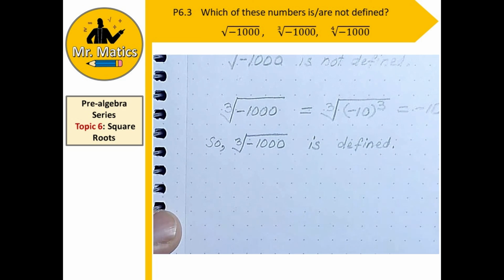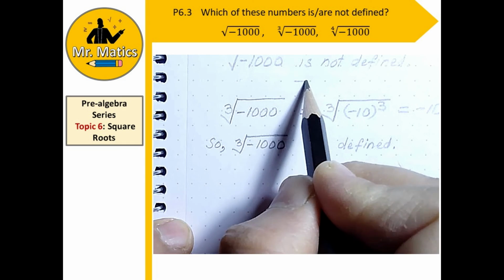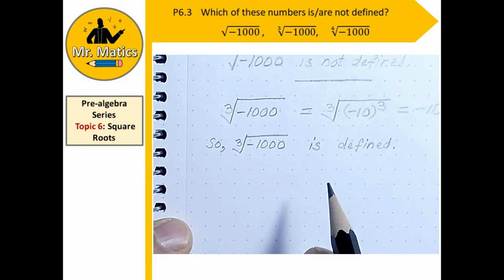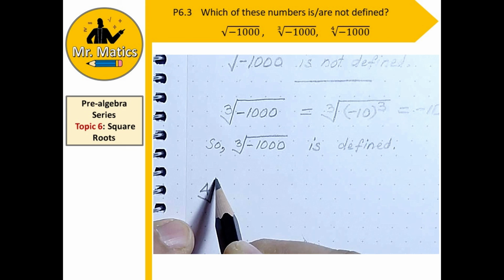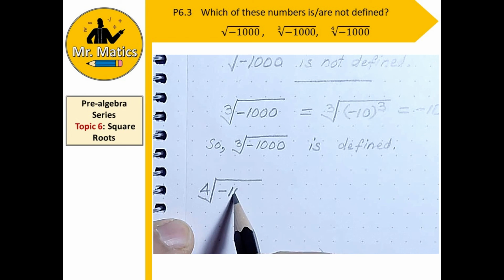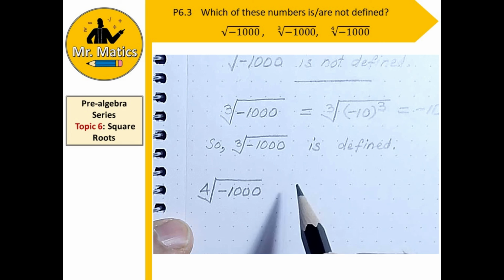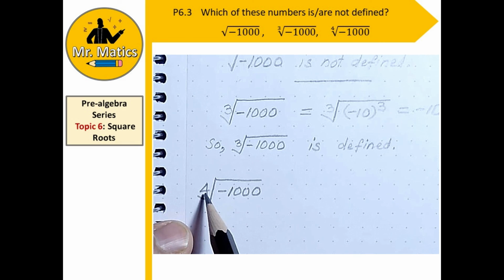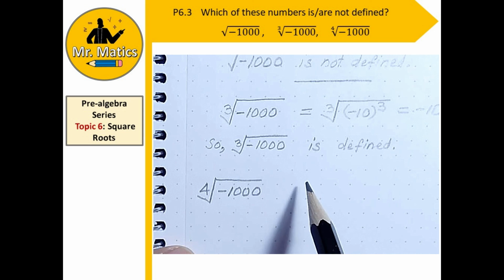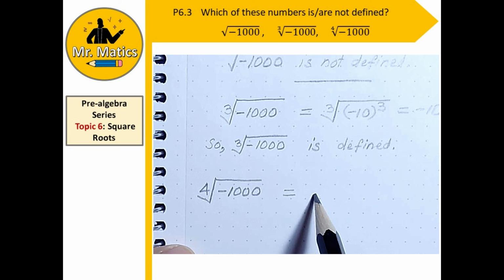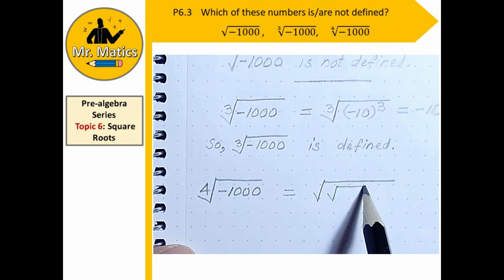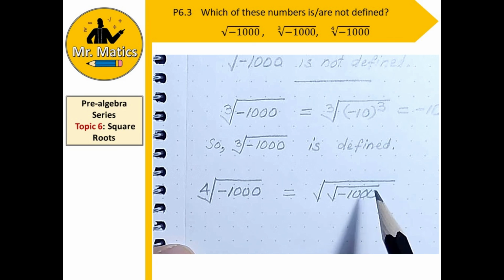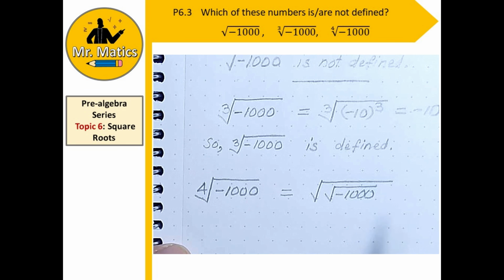And finally, the same fate happens to the fourth root of minus 1000. Why? Because fourth root is square root of a square root. So you can write square root of a square root inside, and the inside is minus 1000. And we know that if the inside is not defined, then the number is not defined.